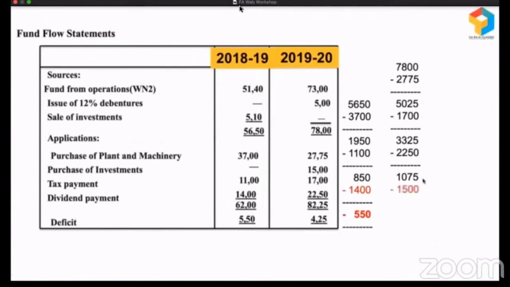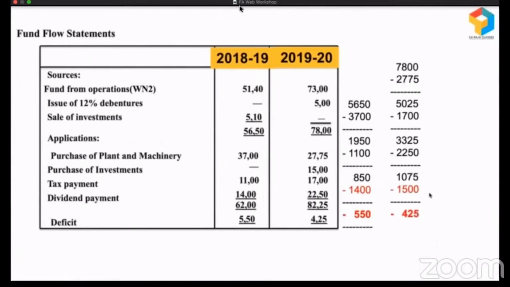It means this is the grave mistake which they should not have committed. 1075 is the surplus, 1500 investment not in their business. They have purchased investments, some shares or stocks of some other company. By using whose money? By using some short-term money. Look, they have only 1075, but how they spent 1500? The 1075 plus 425 gave them 1500. They've invested in someone else's business.